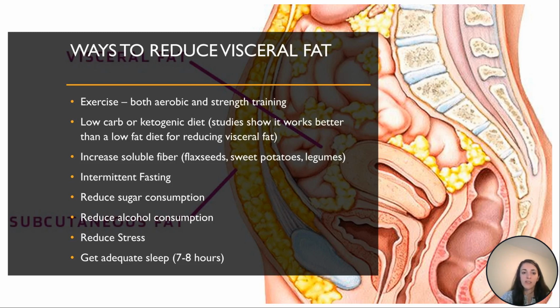That can include things like flax seeds, sweet potatoes, and legumes. And intermittent fasting can, for many people, help, as can reducing sugar consumption. I think that's something most people can do, should do. Alcohol can contribute to visceral fat, so making sure we're keeping that low or no. And then reducing stress and getting adequate sleep, 7 to 8 hours is what I typically recommend.